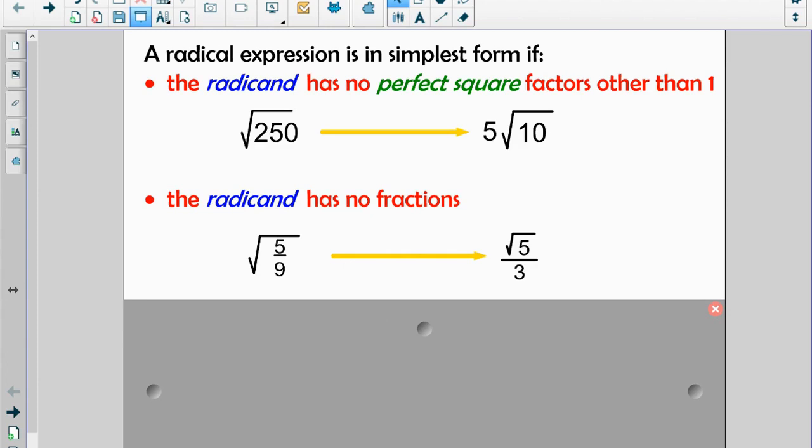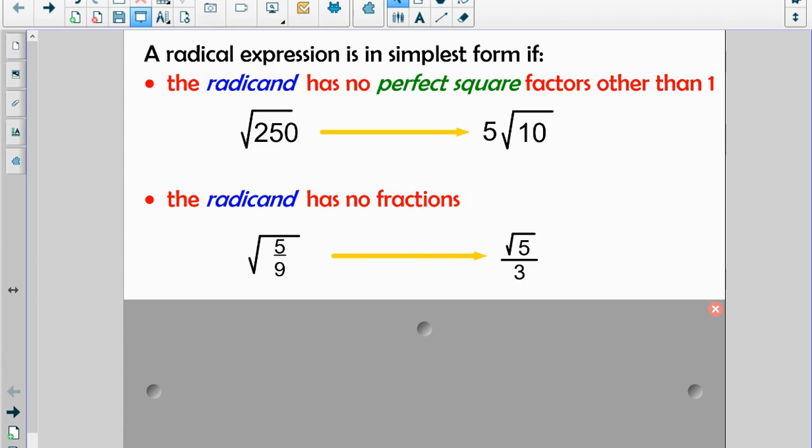The second piece here is that the radicand has no fractions. So if you look at the item on the left, you see that you have the square root of 5/9. And we never want to leave anything with a fraction inside a square root symbol. Okay, so we never want to leave it as a square root of a fraction.